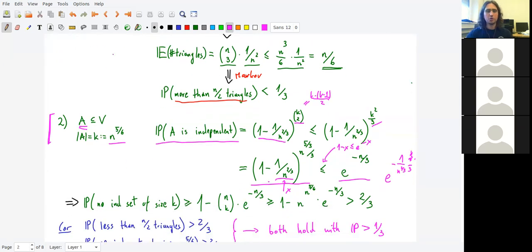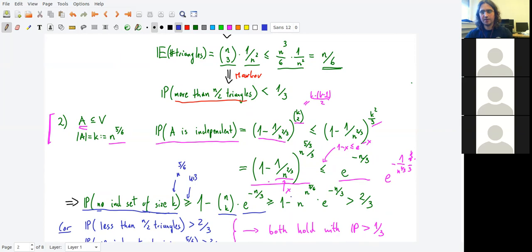So what is then the total probability that I do not contain any large independent set? So probability that there is no independent set of size k, where we recall that k is n to 5 over 6. Right, so what is this probability? Well, by union bound, I can say that this is at least 1 minus, and each of those n choose k sets, potential sets that can become independent, becomes independent with this small probability. Right, so this is union bound.